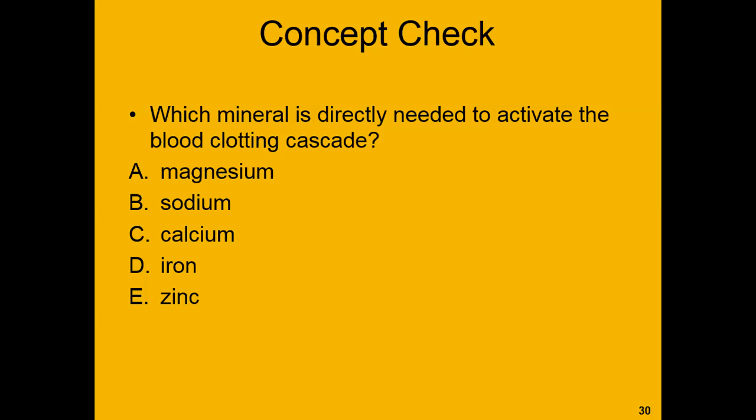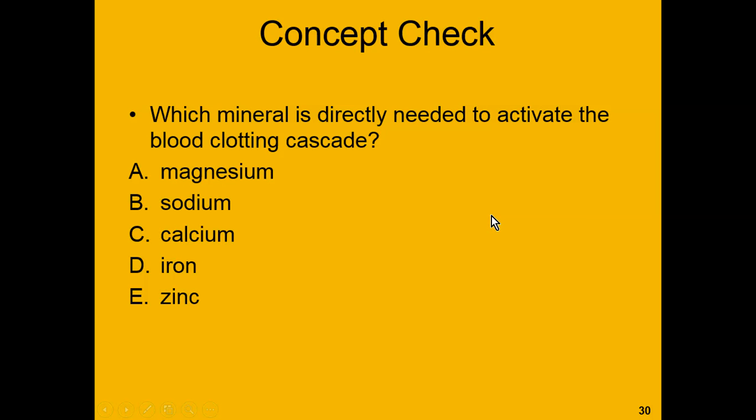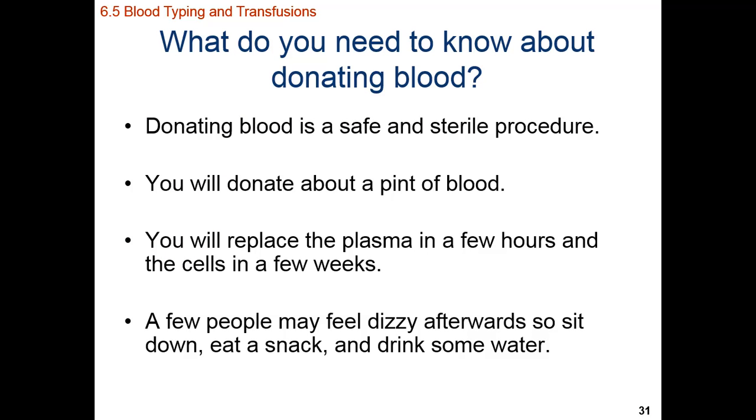So, class, concept check. Which mineral is needed to activate the blood clotting cascade? Is it magnesium, sodium, calcium, iron, or zinc? Go ahead and rewind the video, get me an answer, or you can pause it and check your notes or textbook. 5, 4, 3, 2, 1. The correct answer is C, calcium. You can see that there's some calcium 2 positive ions being used here and here to go from prothrombin to thrombin and from fibrinogen to fibrin. So we need calcium to activate the blood clotting cascade, in addition to other things.